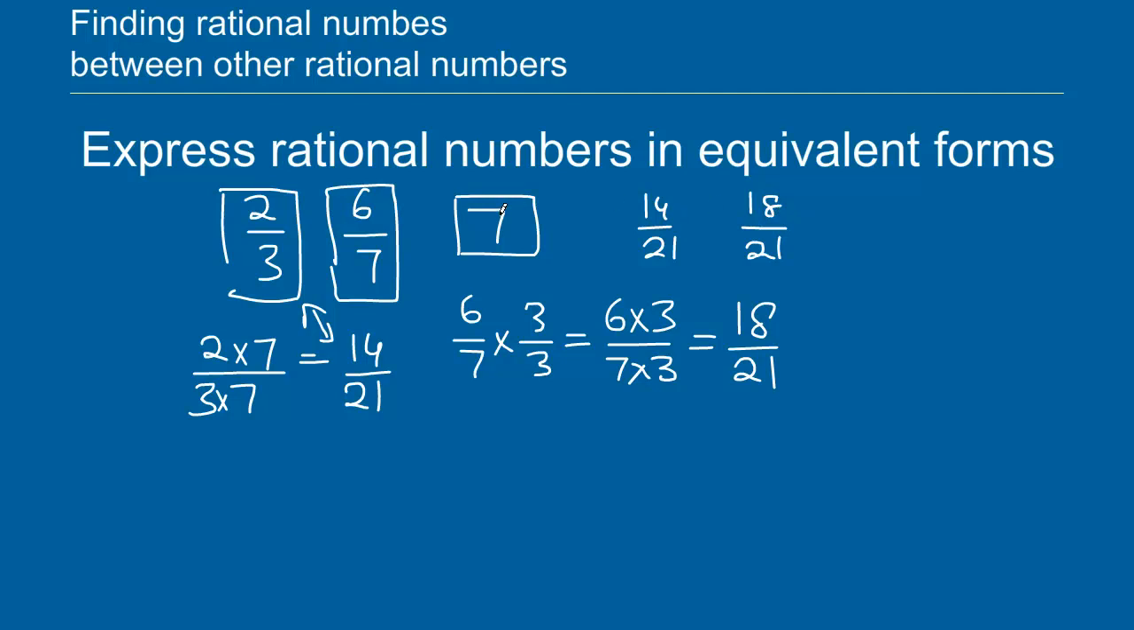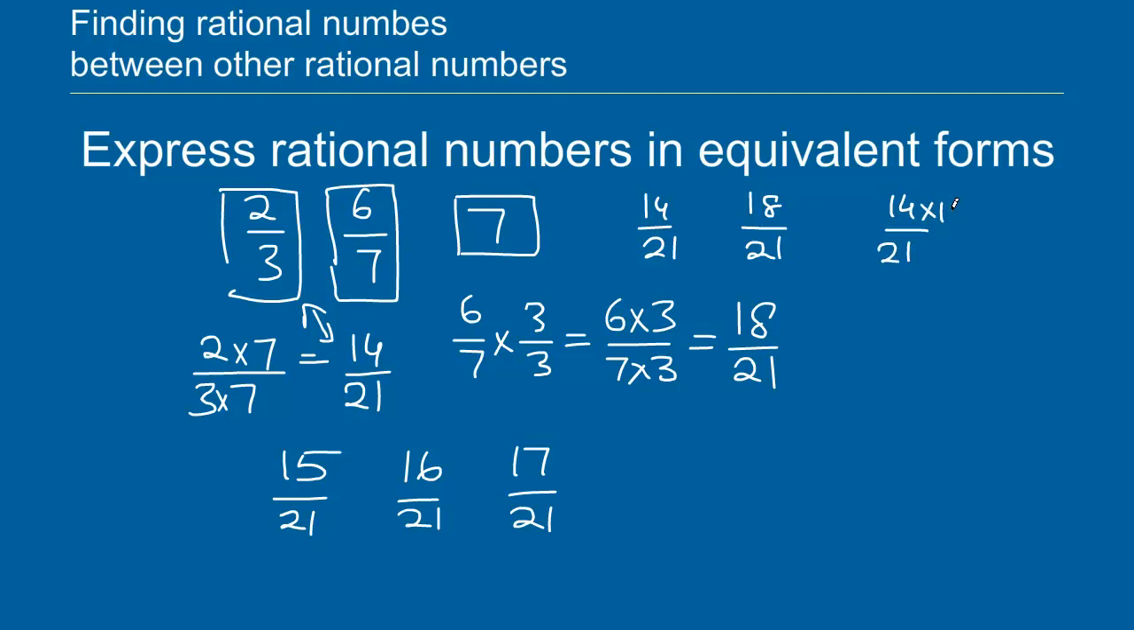So at this point, we can easily find some rational numbers between these two, but can we find 7 rational numbers? Let's see. Between 14 and 18, we have 15 over 21, 16 over 21, 17 over 21. So we have found 3 numbers between these two, but we have to find 4 more numbers. So one thing that we can do is write them in equivalent form still. What do I mean by that? We simply multiply the numerator and denominator by a larger number.